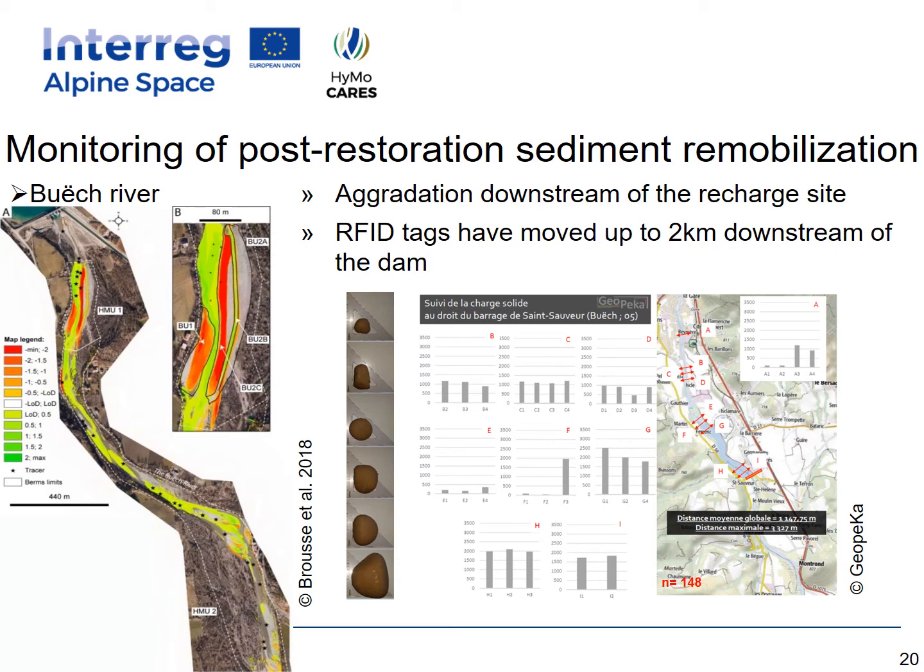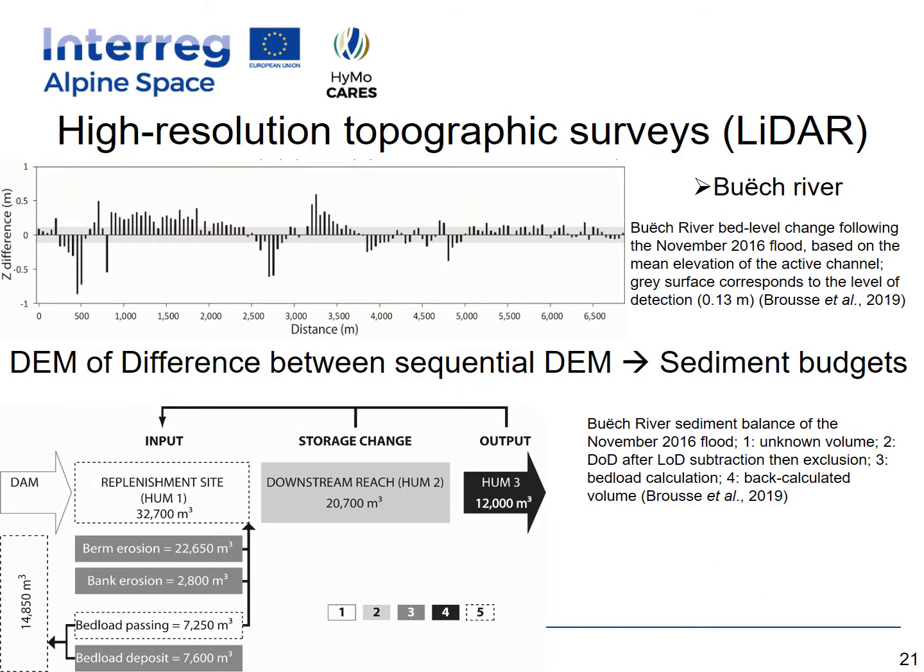The cumulative frequency of transport distances shows that 50% of the tracers traveled a distance greater than 900 meters and that a rapid decline of tracer frequency occurs at a transport distance around 1,700 meters.